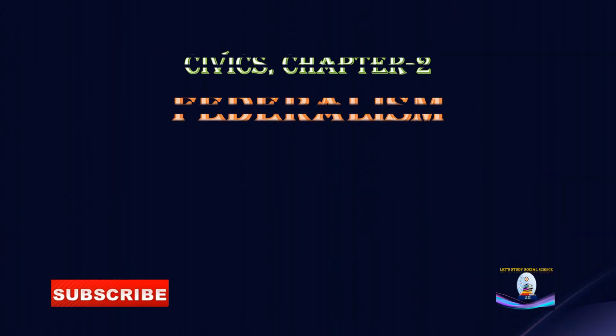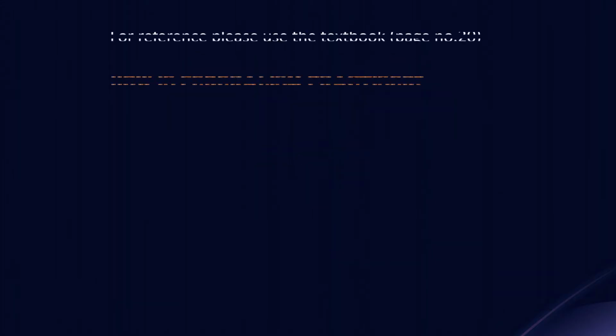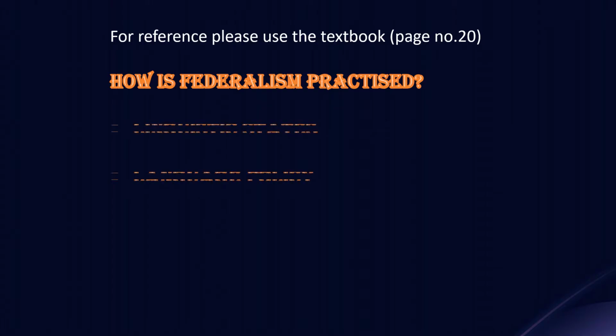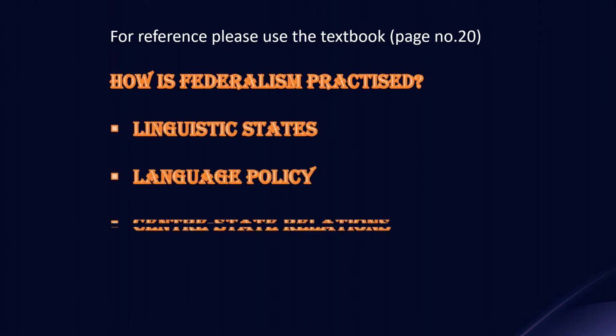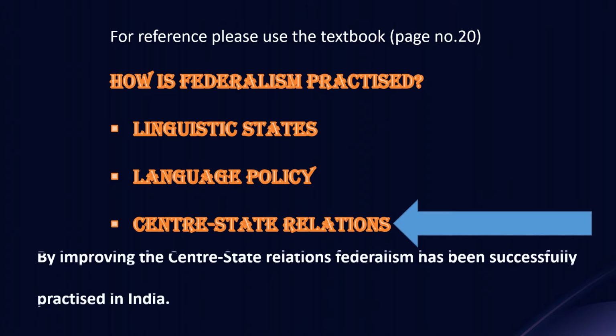We are doing the second chapter of Civics, Federalism, for class 10. In this video, we will talk about the third major way in which federalism is practiced in India, and that is the center-state relations. By improving the center-state relations, federalism has been successfully practiced in India.